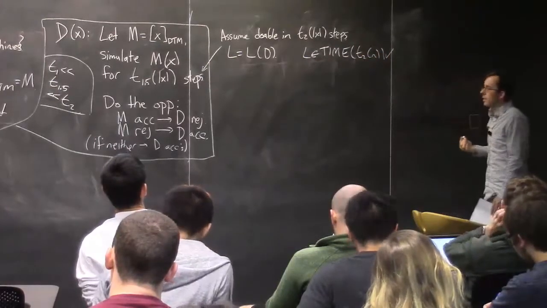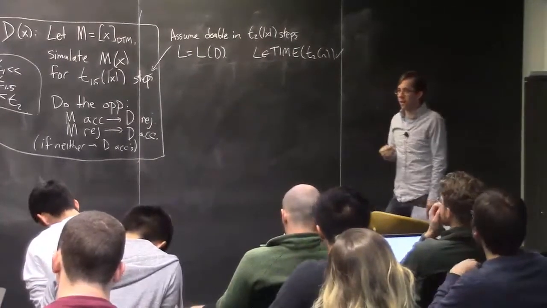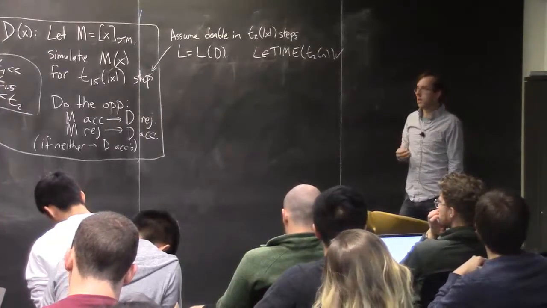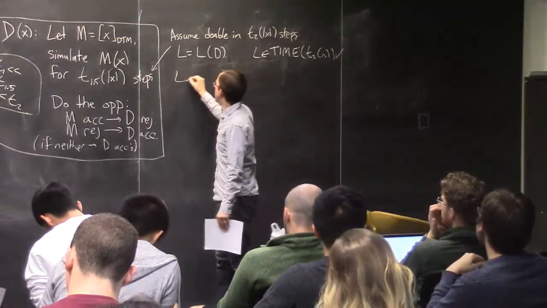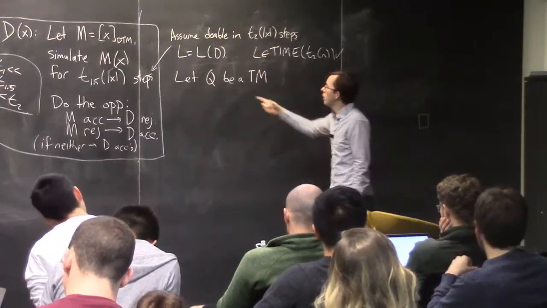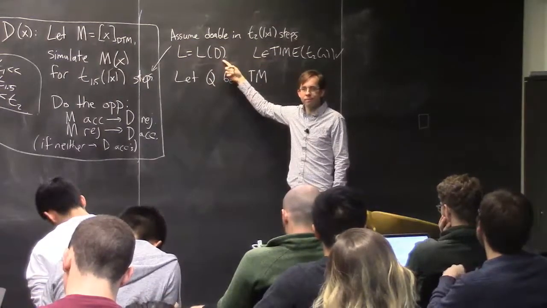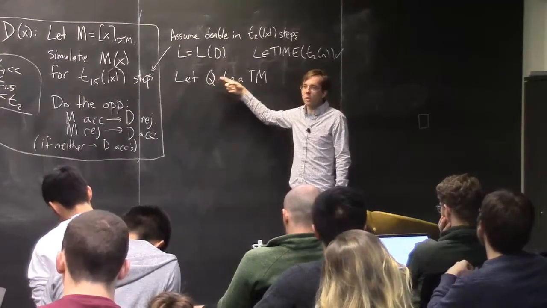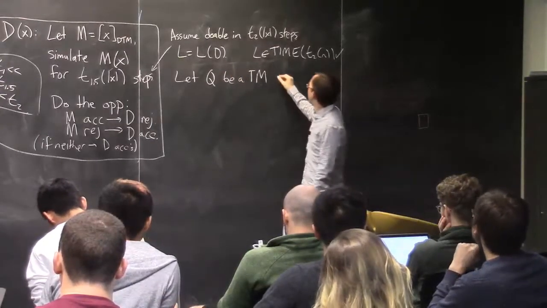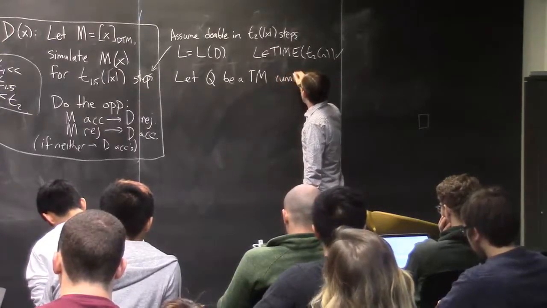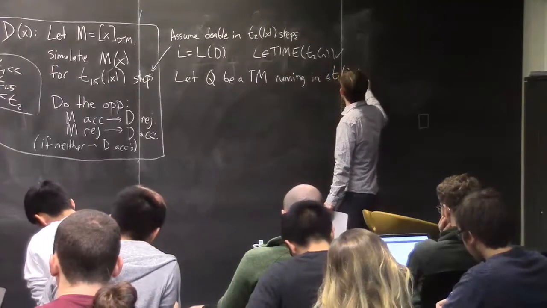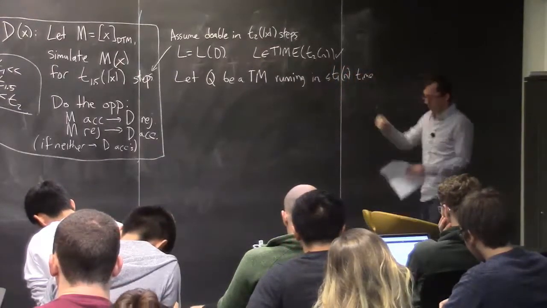Okay, so the main point is that we have to show that L cannot be decided by any T1 time Turing machine. So really what we just need to do is take any T1 time Turing machine and show that there's some string where Q and D do the opposite thing. And that means that Q is not deciding L correctly because it's making at least one mistake. So let Q be any Turing machine running in at most T1 of n time. That's what we have to guard against.